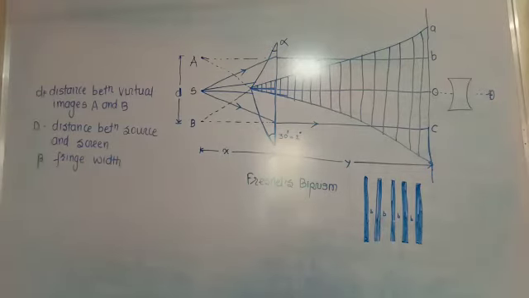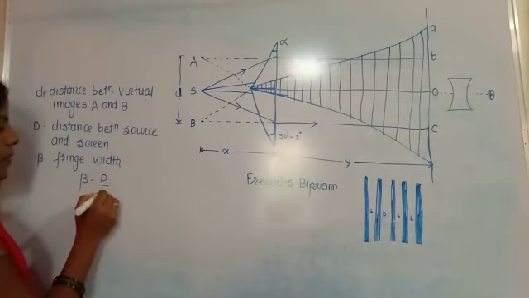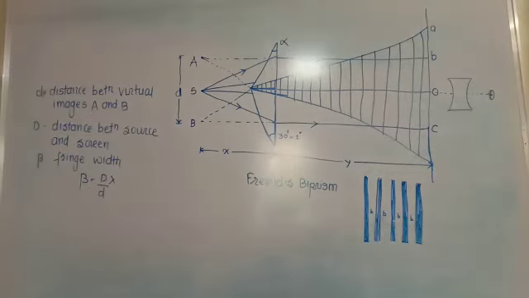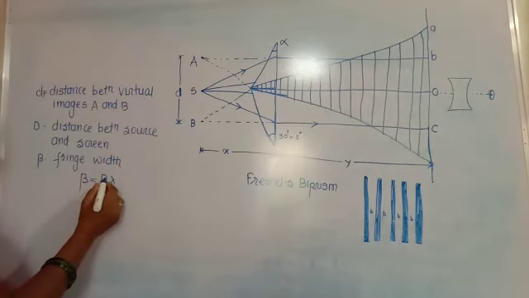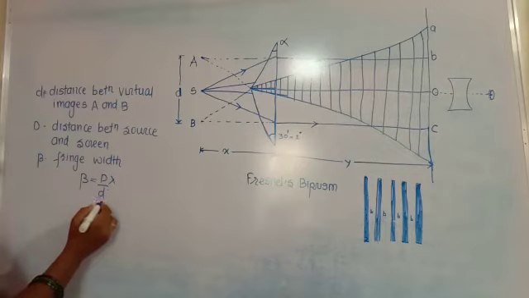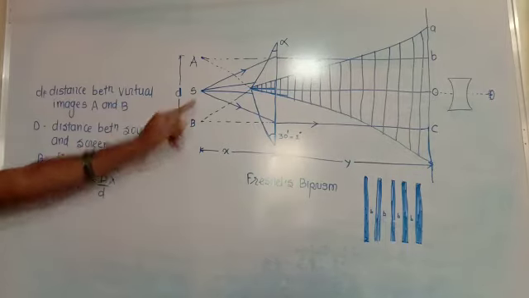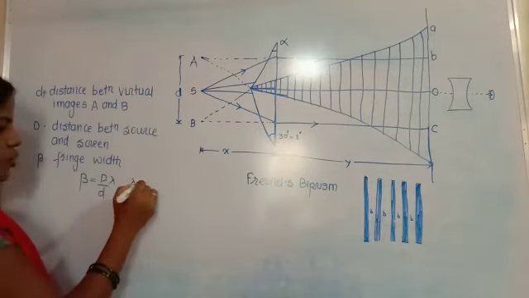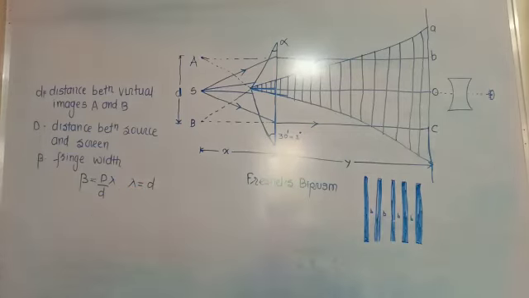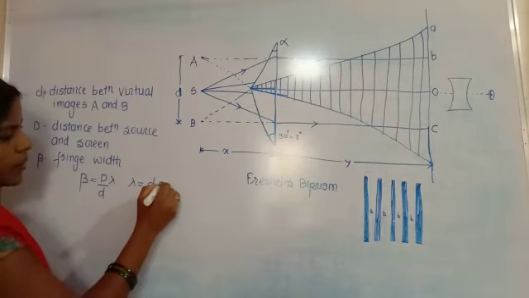So by using the formula, beta is equal to capital D divided by small d, times lambda. Okay. So we can calculate beta by using this formula. Here capital D is the distance between source and screen, small d is the distance between two virtual images A and B, and lambda is the wavelength of light which is emitted from the source. Okay. And from that we can write lambda is equal to small d divided by capital D, into beta.